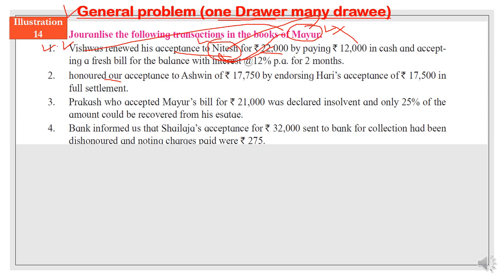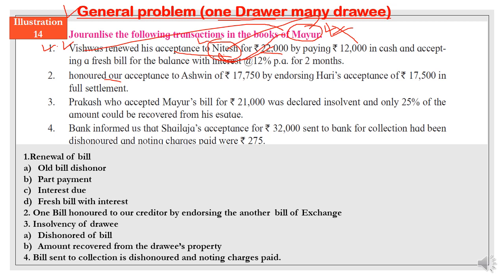Next, Prakash, who accepted Mayur's bill for 21,000, was declared insolvent. Prakash is a drawee, Mayur is a drawer, and Prakash became insolvent and only 25% of the amount could be recovered from Prakash's property. The fourth transaction says the bank informed that Shailaja's acceptance, meaning the bank has informed whom? Mayur, because Mayur is a drawer. So the bank informed Mayur that Shailaja's acceptance for rupees 32,000, which was sent to the bank for collection, has been dishonored and noting charges were paid by the bank. So in this case, students, you will see how many journal entries there will be.